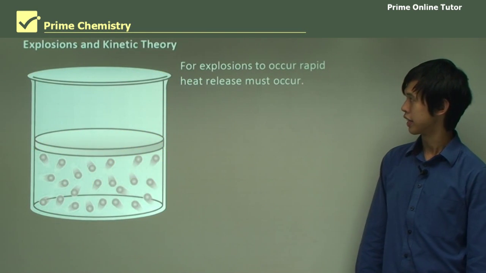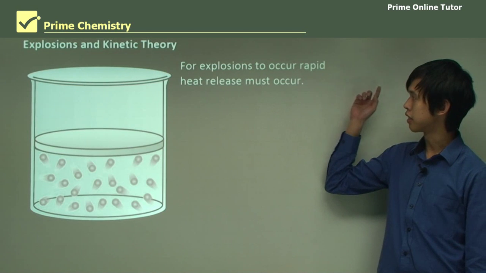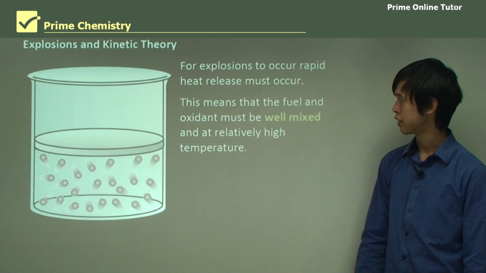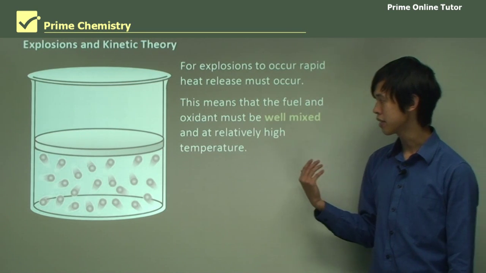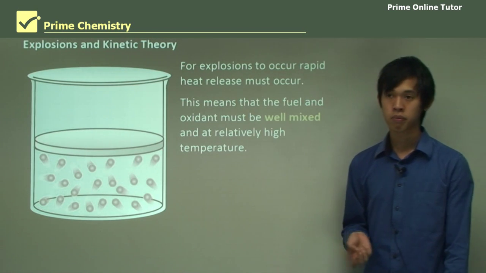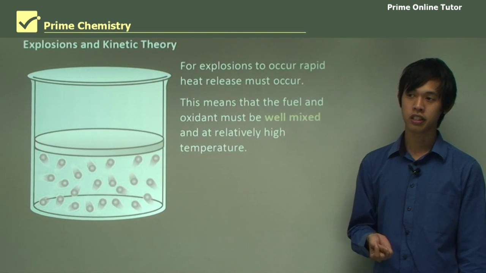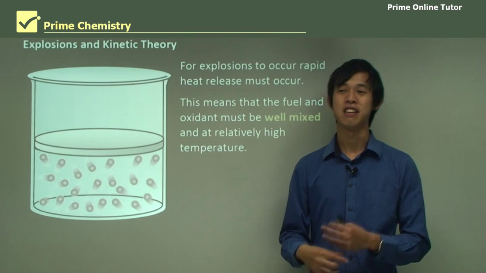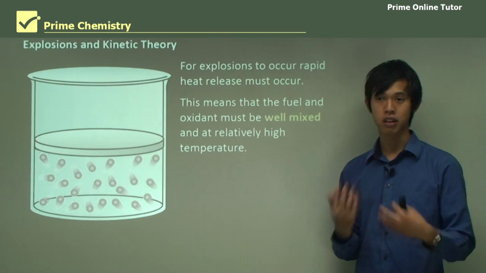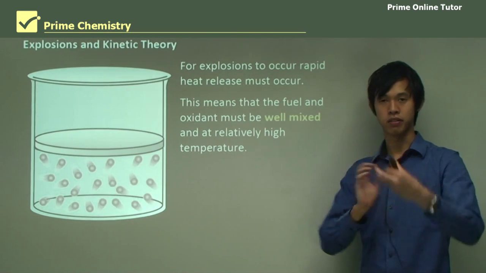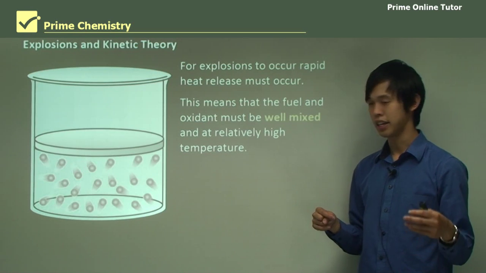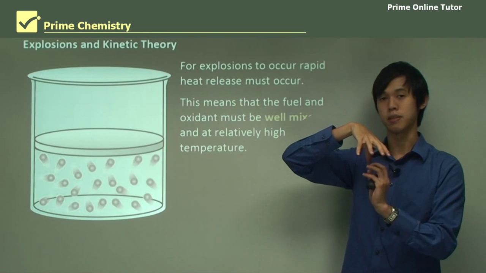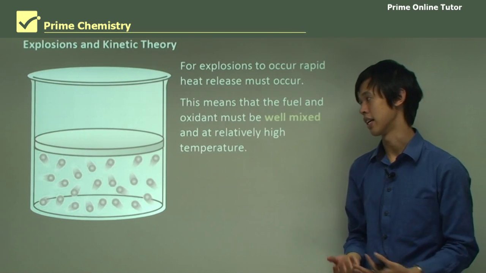Okay, so explosions in the kinetic theory. For explosions to occur, rapid heat release must occur. Okay? This means that the fuel and oxygen must be well mixed and at relatively high temperature. So in your car, in a petrol car, the fuel is mixed very well throughout the air. So the air and fuel are mixed very well together. And then the spark creates a very high temperature location right near the spark. And that causes the flame to ignite.